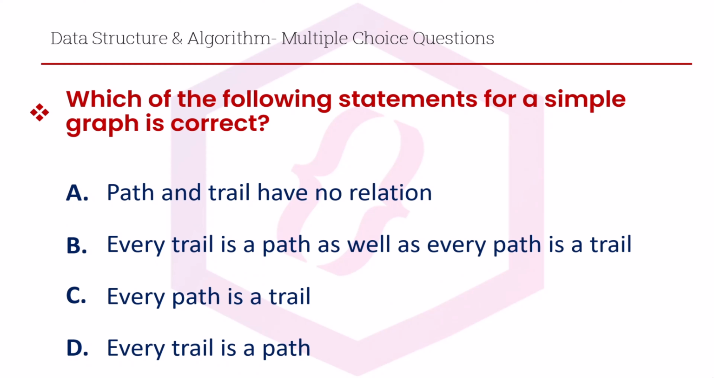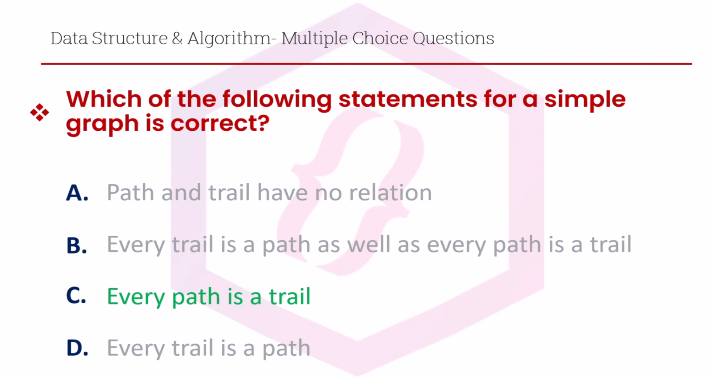Which of the following statements for a simple graph is correct? Option A, path and trail have no relation. Option B, every trail is a path as well as every path is a trail. Option C, every path is a trail. Option D, every trail is a path. The correct answer is option C, every path is a trail.